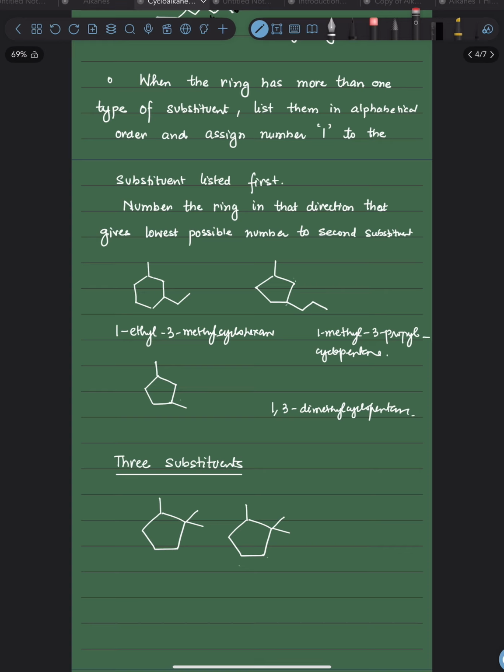Here this is 1, 2, 3. Both of them are methyl. So this is 1, 3. Since there are two methyls, we use the word di here. 1, 3 dimethyl cyclopentane. You got it? We cannot number it the other way around, 1, 2, 3, 4, because this way it is giving my substituents number 1 and number 4. But the other scheme gives it number 1 and 3. So we will go with that which gives the lowest possible number. So that's why we go with this scheme, right?